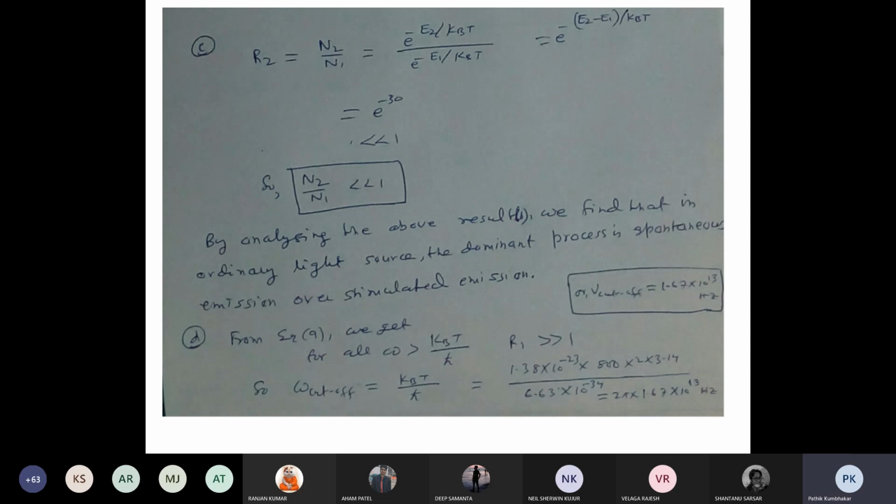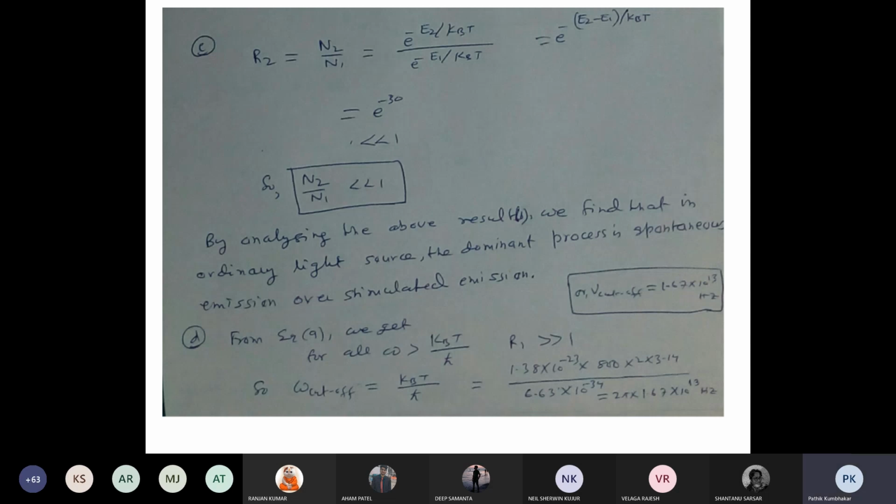So you understand R2 is R_ST divided by R_absorption, so it will be much less than the absorption. So your stimulated emission process will not be dominant in the case of an ordinary system of atoms.